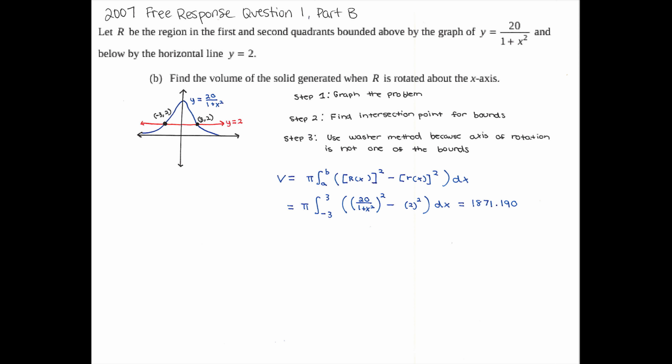So the final step is to plug the values into your equation, and because we're using the disk and washer method, pi is going to be outside the integral, and we're going to do the integral from -3 to 3 of the outer line, which is 20 over 1 plus x squared, squared, minus the closer line, which is 2, squared. And we get 1,871.190 as our final answer.